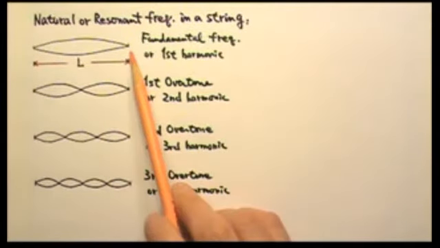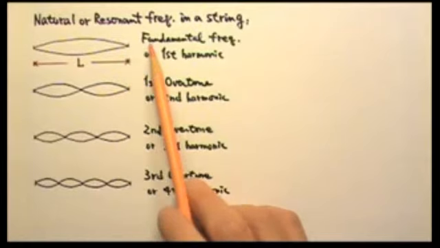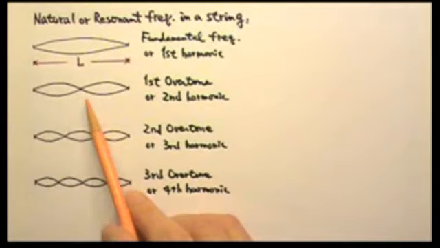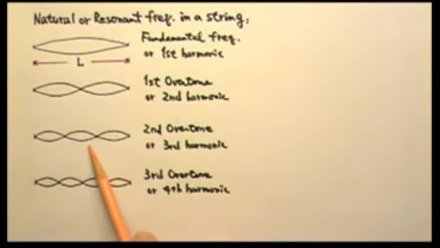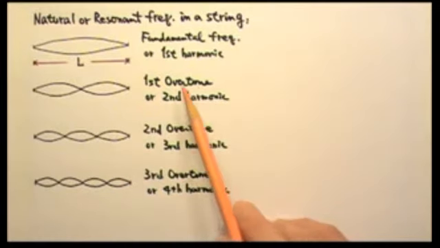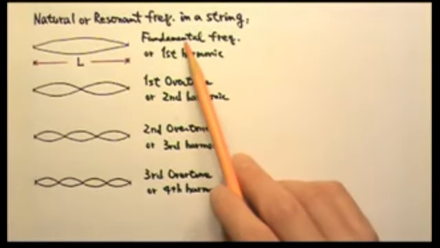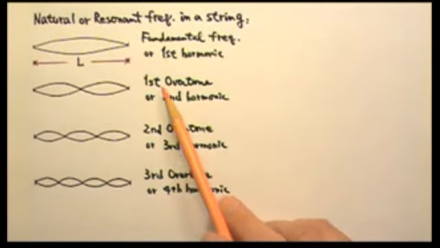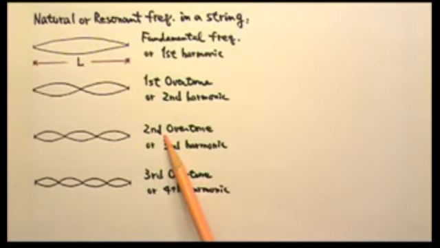The lowest resonant frequency has one loop, and it is called the fundamental frequency or first harmonic. 2 loops would be the second harmonic, 3 loops the third harmonic, 4 loops the fourth harmonic, etc. If we count the overtones, we only start after the fundamental frequency, so the second harmonic is the first overtone, the third harmonic is the second overtone, and then the third overtone.